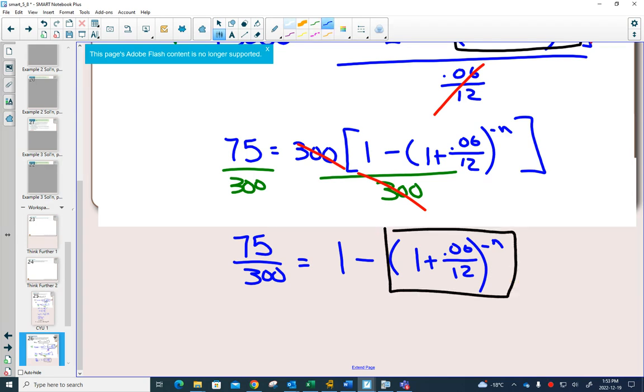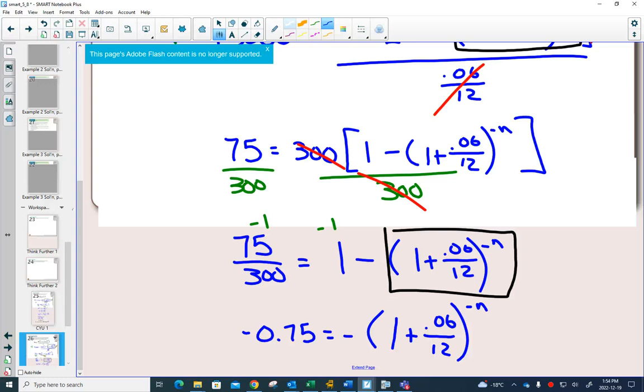So, some things you could do. We could subtract 1 on both sides. If I subtract 1 on both sides, maybe I will go to my calculator. 75 divided by 300, subtract 1 is negative 0.75 equals negative. And at this point, I hope you will be very tempted to think you can take the log of both sides, but our power isn't by itself yet. There's still that negative in front.